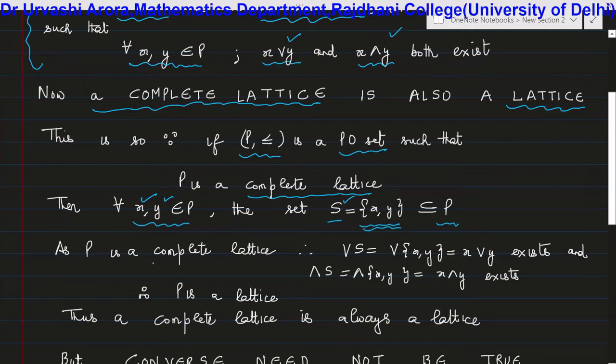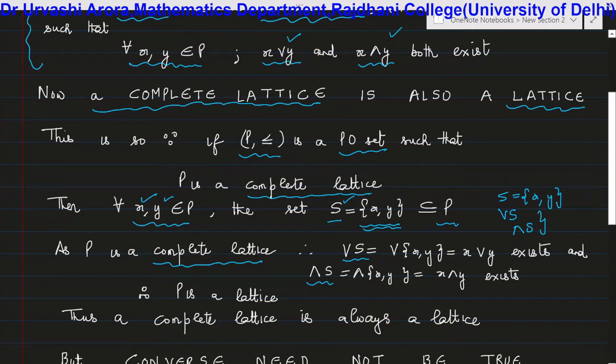Now because we know that P is a complete lattice, by definition of complete lattice, whatever subset S you may choose of P, the join of S and the meet of S both should exist. In this case, S in particular is the set consisting of two elements x and y. So this means that the join of S and the meet of S in this case will also exist, because P is a complete lattice.